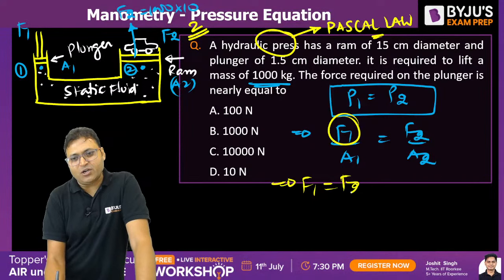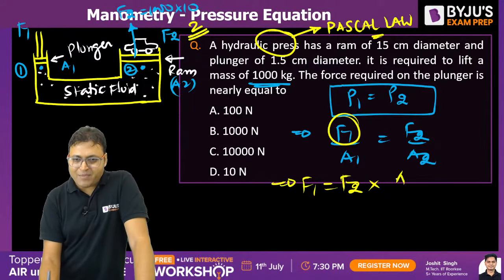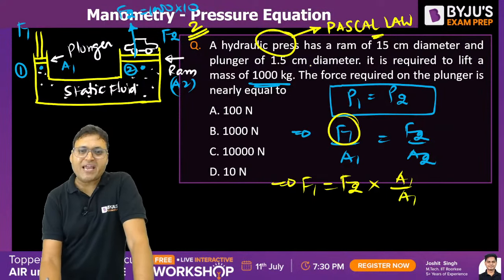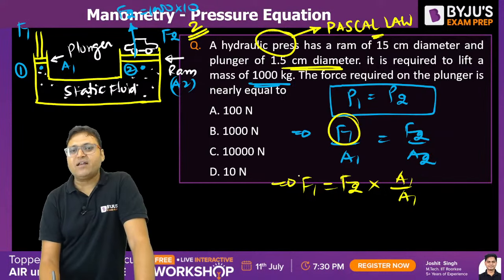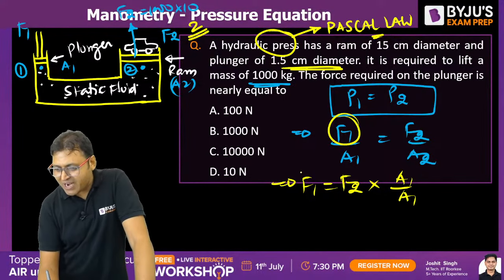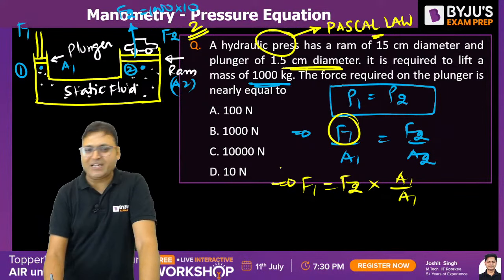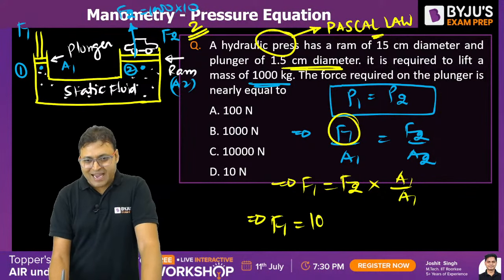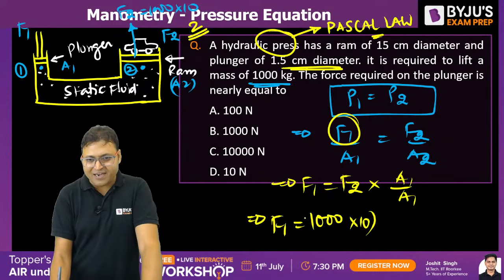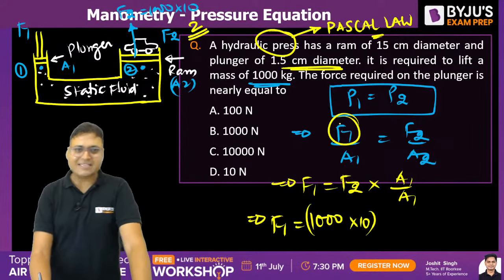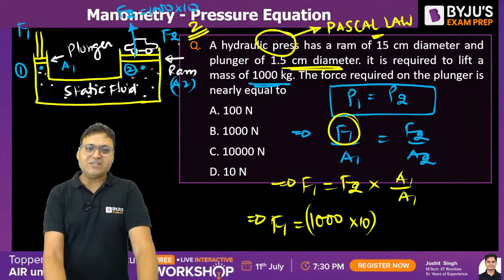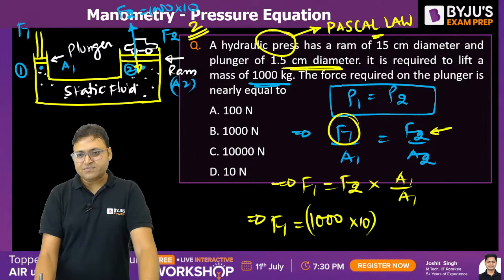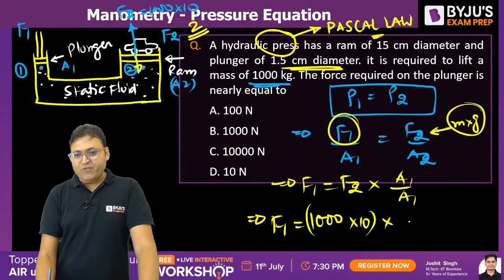F1 is equal to F2 multiplied by A1 by A2. And what is A1 by A2? Because the diameters are given, A1 is pi by 4 d1 square, and A2 is pi by 4 d2 square. So F1 will be equal to F2, that is 1000 multiplied by 10. Can we take 10 as acceleration due to gravity? F2 is equal to m into g. F1 will be equal to m into g into d1 by d2 whole square.